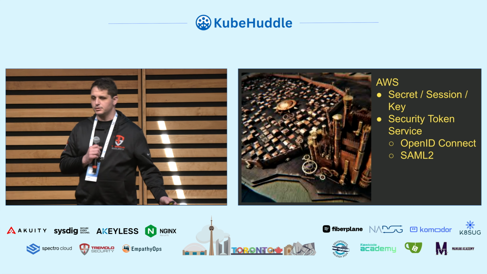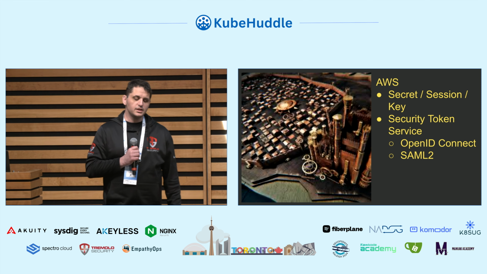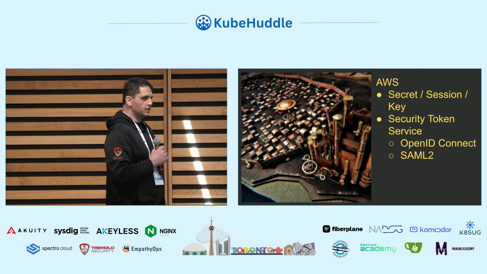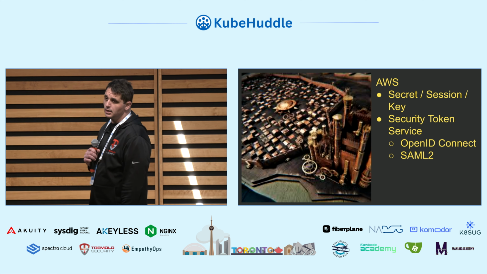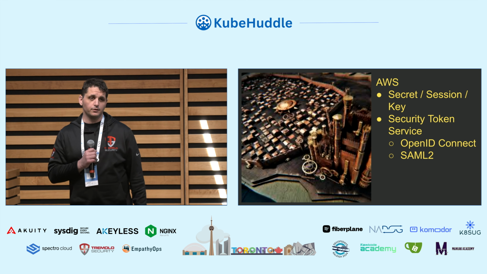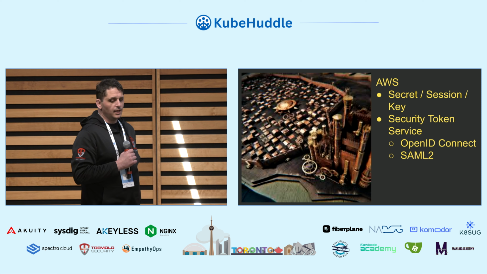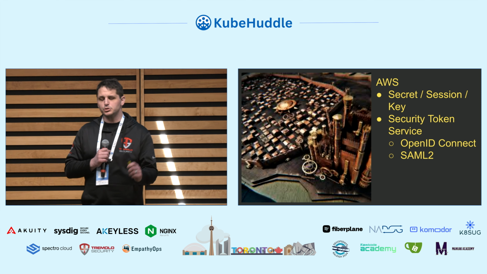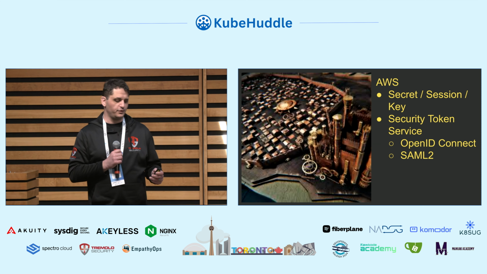AWS. So you got secret session key, pretty standard. We've been dealing with this for years. The great thing about AWS is it supports a security token service. So if you want to, say, have a GitHub action that manipulates an AWS service, you can tell AWS, hey, go trust GitHub. And it'll support both OpenID Connect and, interestingly enough, SAML 2. The nice thing about SAML 2 is you don't need a public endpoint for it to work.